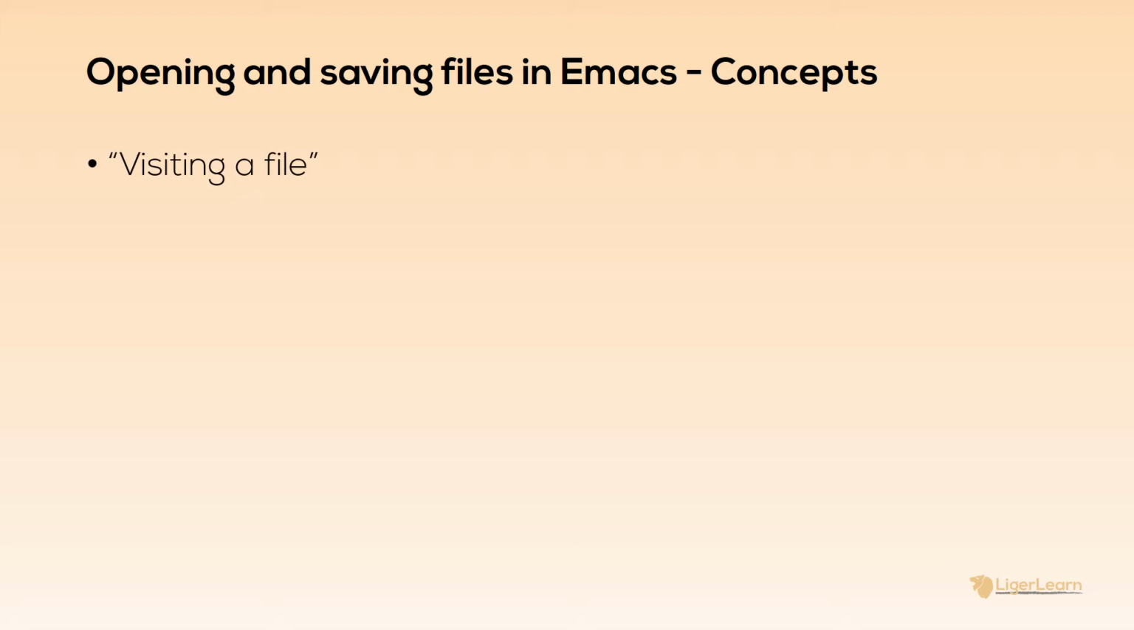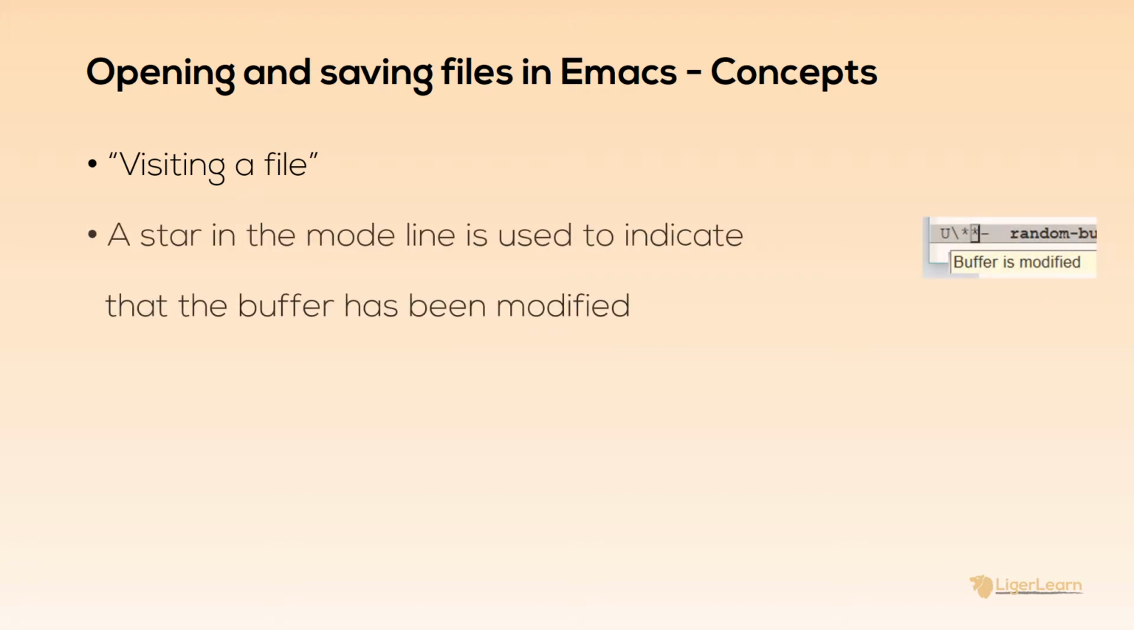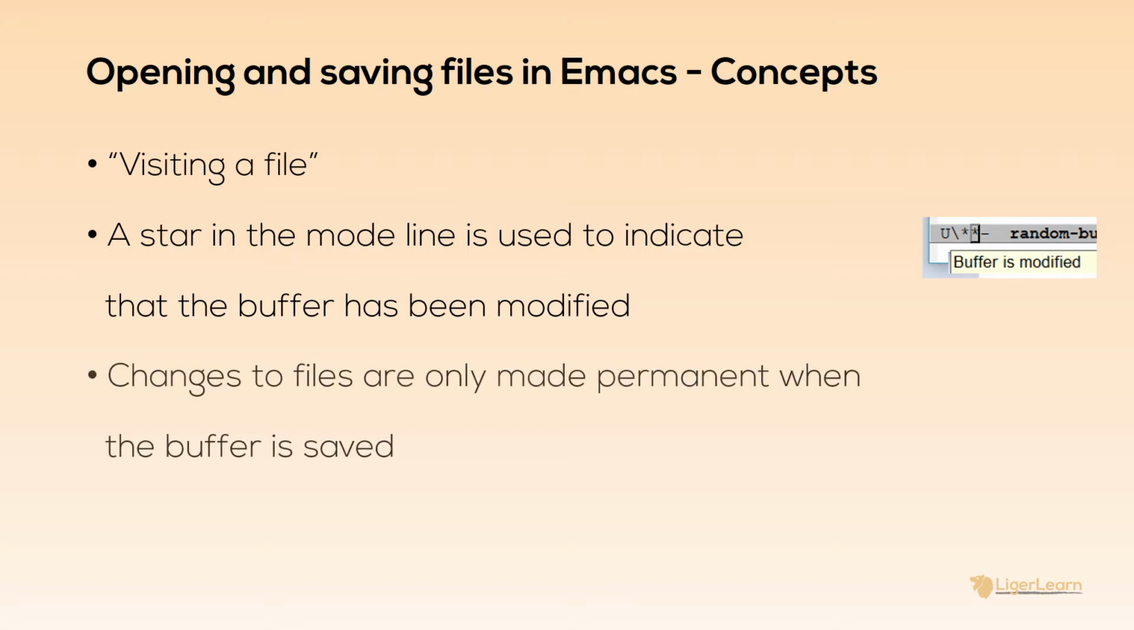After visiting a file, if you make any changes to the buffer, the mode line will always display a star to indicate that the contents of the buffer now differ from the contents of the file. This is known as the buffer being modified. In order to make any modifications you have made to the buffer permanent, you need to save it. Unless you save the buffer, it will only exist within Emacs, or depending on how you set up your backup settings, in a backup file. An unmodified buffer will also be reflected in the mode line.